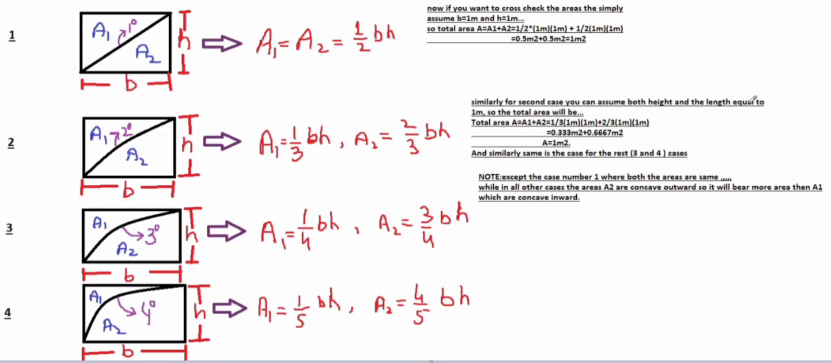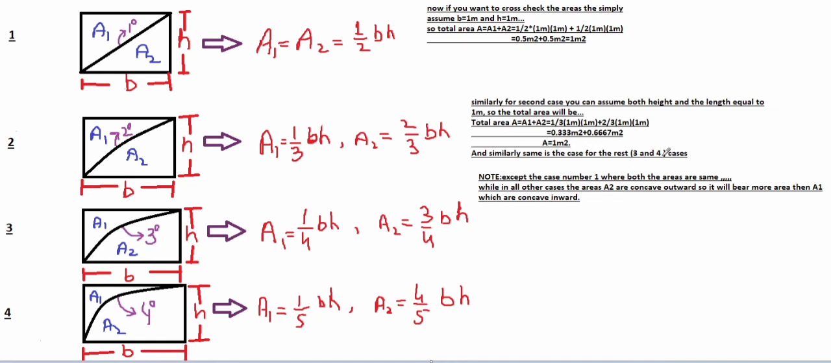Similarly, for the second case, you can assume both the height and length equal to 1 meter. So the total area will be equal to A is equal to A1 plus A2, equal to 1 by 3 into 1 meter and 1 meter. This 1 meter and 1 meter are actually the B and H as we have assumed. Plus 2 by 3, which is the factor to be multiplied with the area of the triangle to calculate A2. So it yields a result of 0.333 plus 0.667 meter square. This is the total area. The total area of this square is equal to 1 meter square.